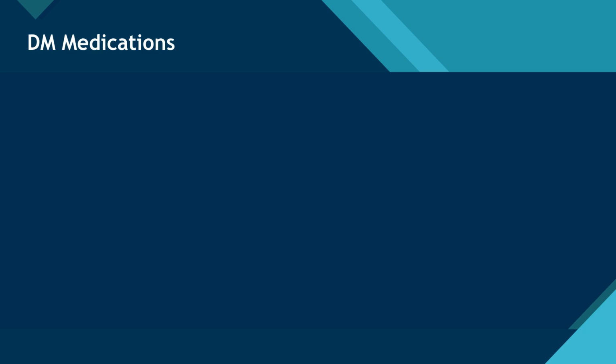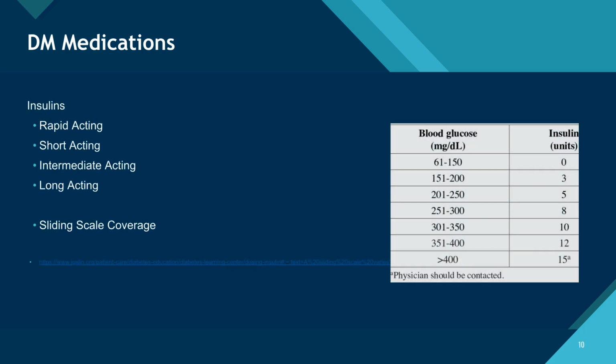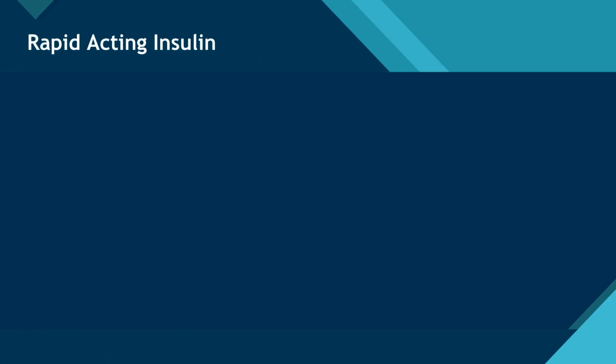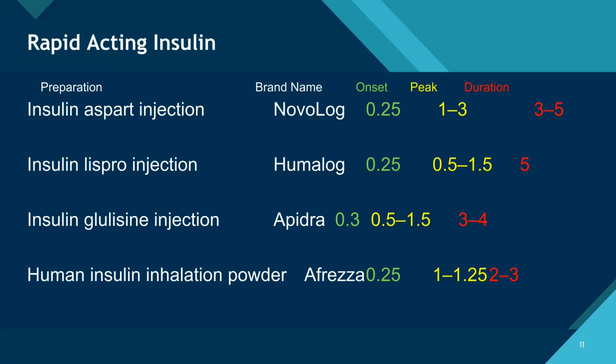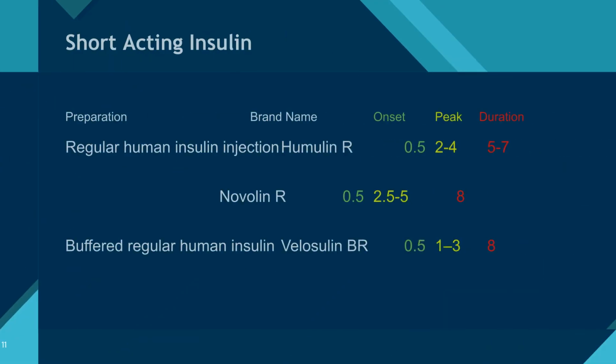Diabetes medications include various types of insulin: rapid, short, intermediate, and long-acting. The dosage can be determined using a sliding scale coverage, which adjusts the insulin dose based on current blood glucose levels. Rapid-acting insulin preparations include insulin aspart, Lispro, and glulisine injections, as well as human insulin inhalation powder. Their onsets are quick, peaking within 0.5 to 3 hours, and durations are generally 2 to 5 hours.